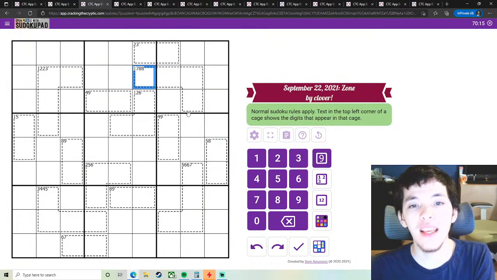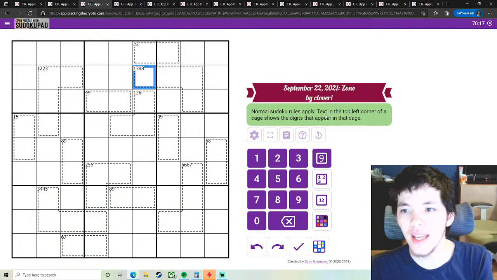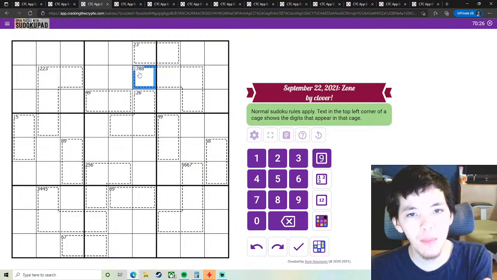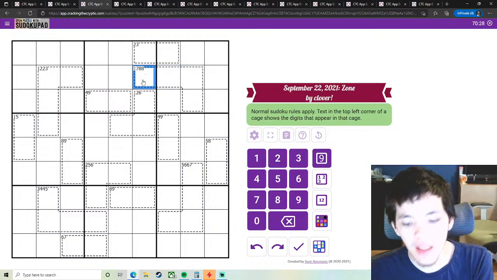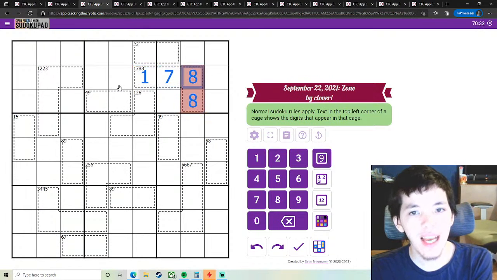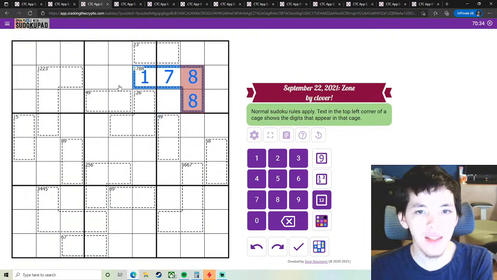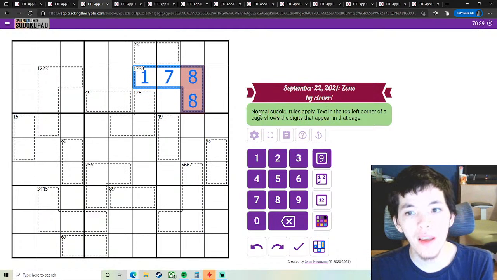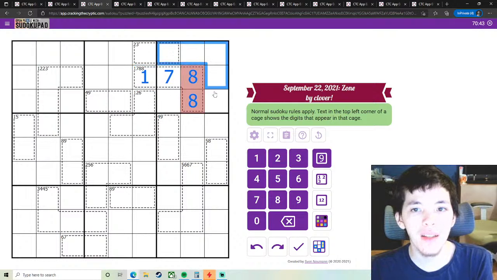So this is completely different, because this one says text in the top left corner of a cage shows the digits that appear in that cage. So it's no longer talking about the sum. This number 1788 is telling me that there is a 1, a 7, an 8, and an 8 inside of this cage, in any particular order, so long as it works with normal Sudoku rules. So see how I have 2 8s inside of a box. So this solution does not work.